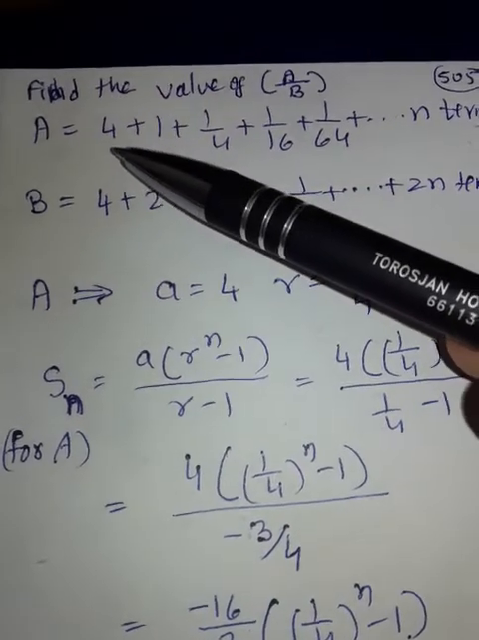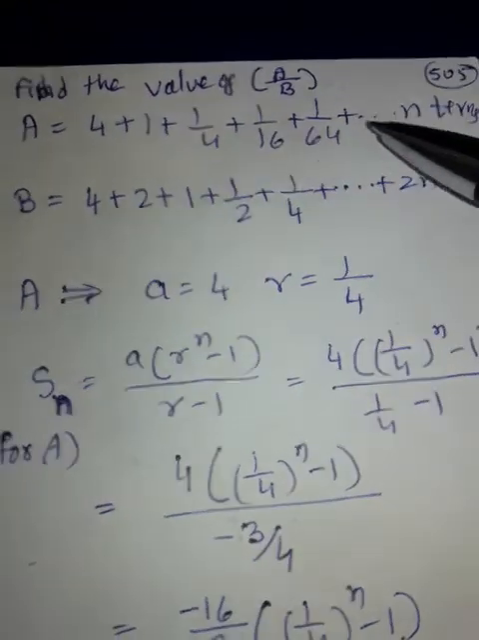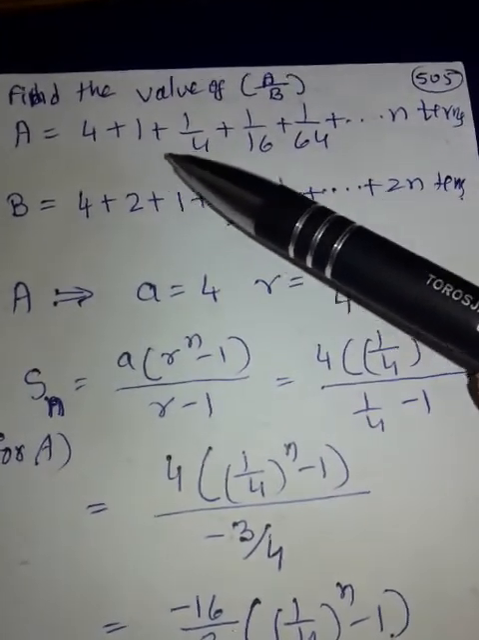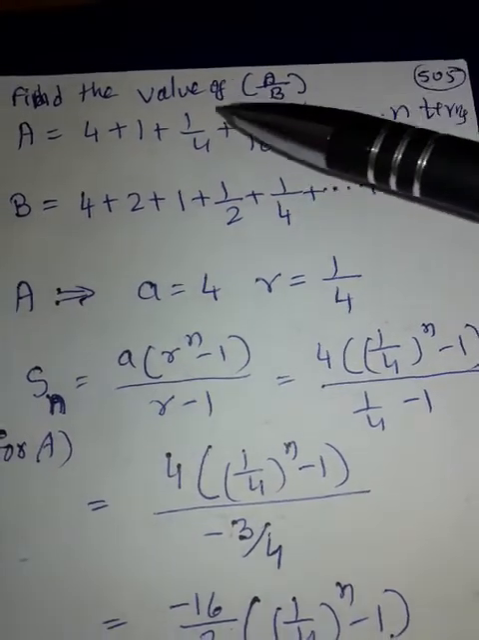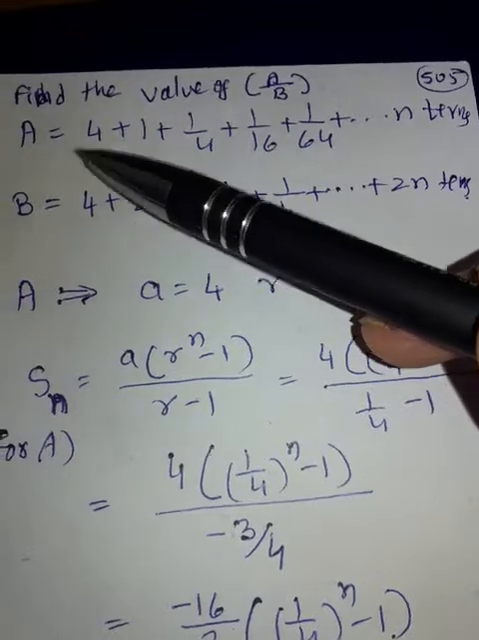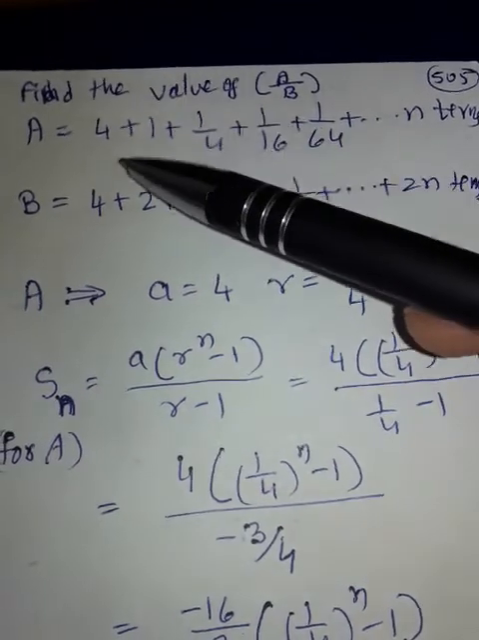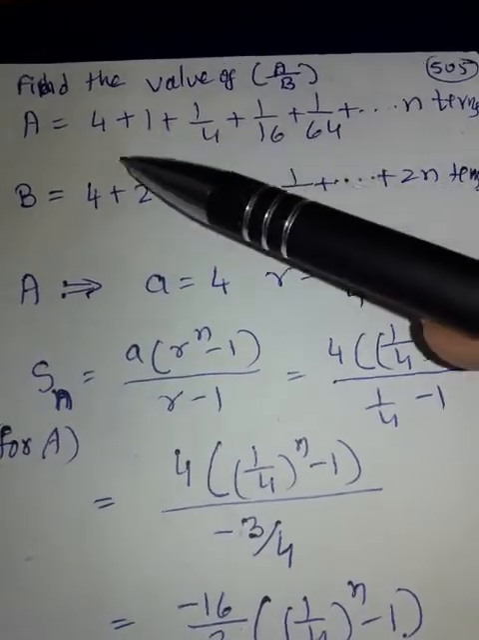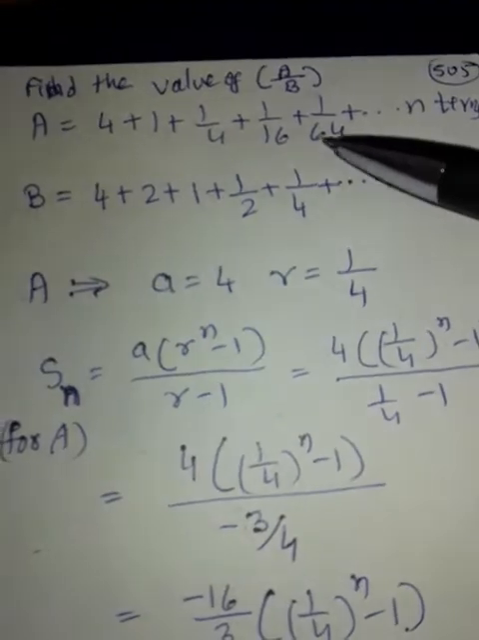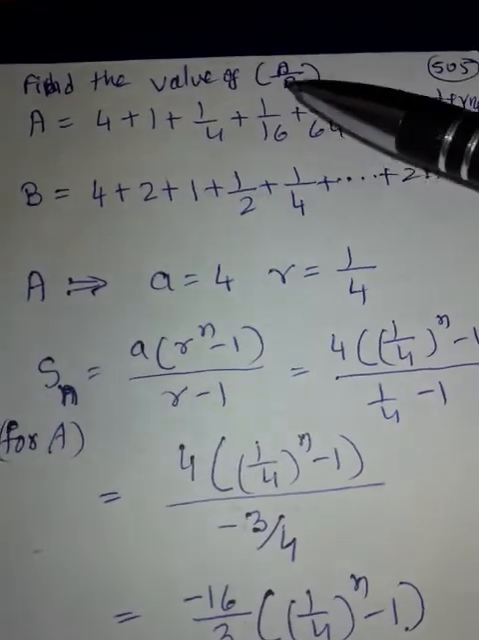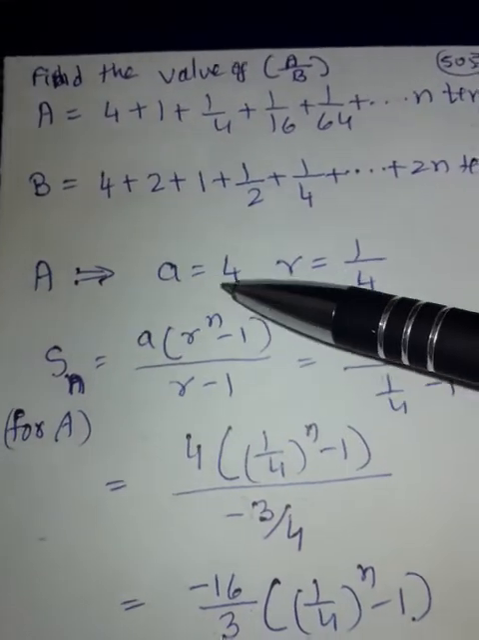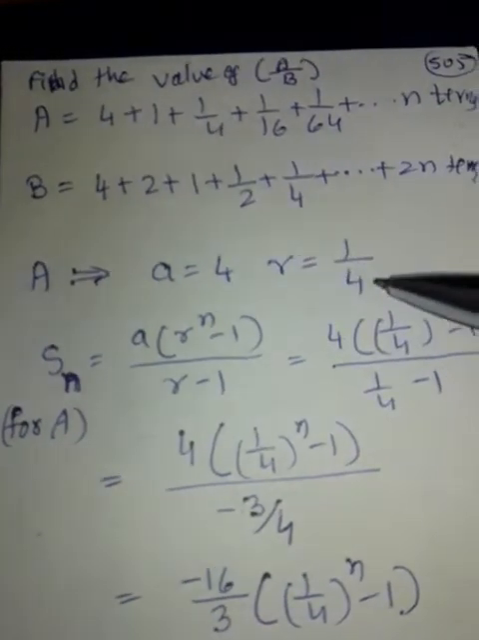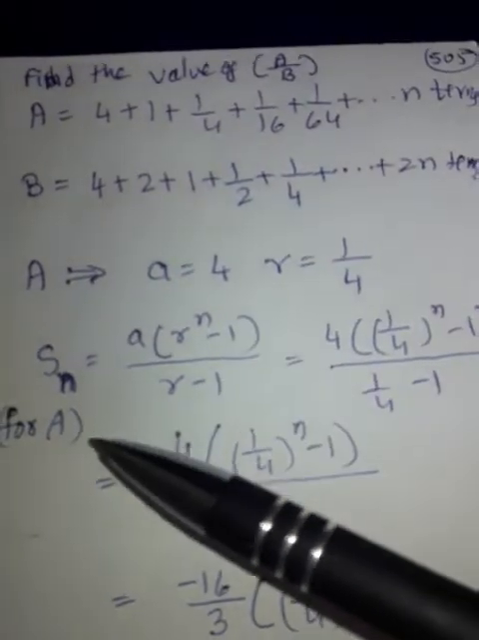So let's concentrate on this first sequence. 4, 1, 1 by 4, 1 by 16. What do you observe here? Take the ratio, second term upon previous term: 1 by 4, 1 by 4, 1 by 4. Ratio is 1 by 4, constant. That means it is a GP. With A, so if I talk about sequence A, then first term is 4, common ratio is 1 by 4. So let me find the sum.